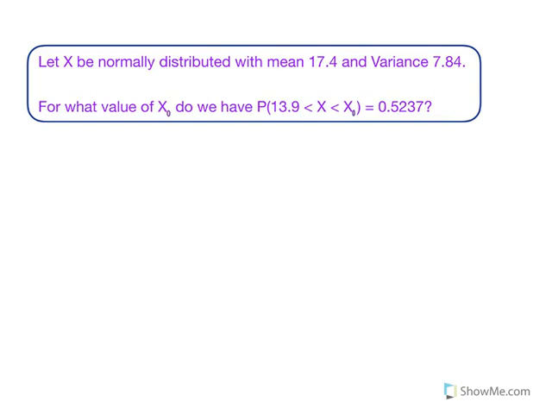Okay, in this question, I need you to pay very close attention. So you have the random variable x that has a normal distribution, and the mean is given 17.4, so this is mu, and the variance is 7.84. And remember, if you are given the variance, this is sigma squared. And so you need to compute sigma. So sigma, which is the standard deviation, is the radical of 7.84, which is exactly 2.8.